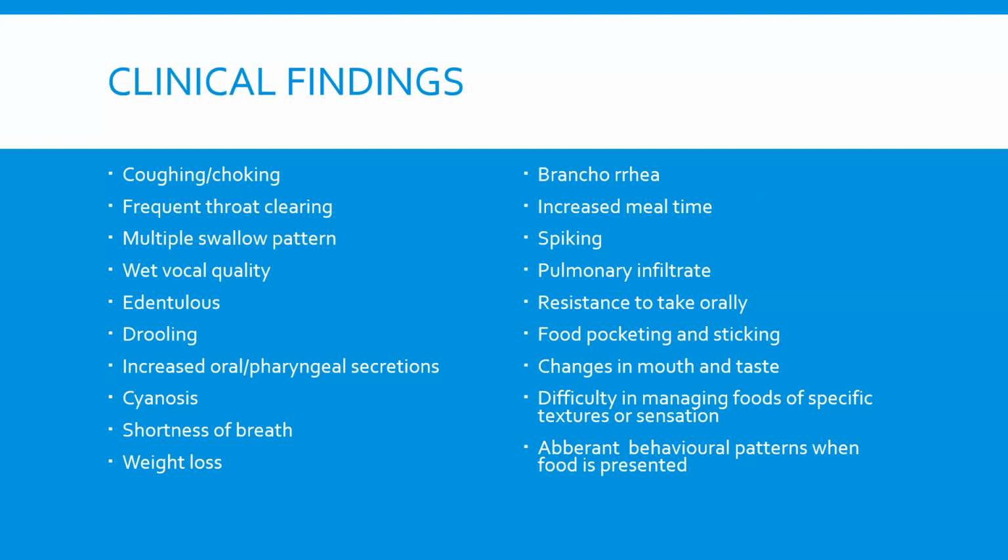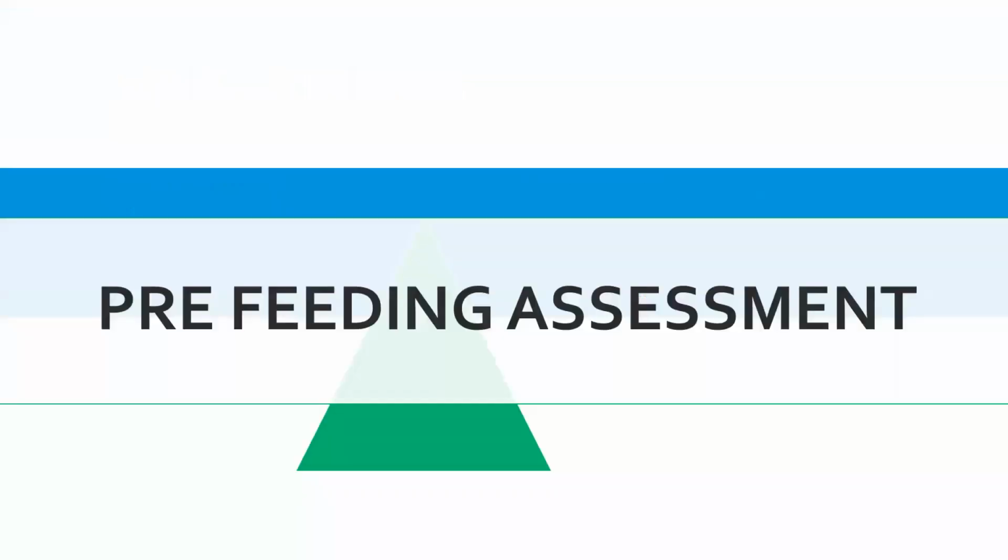Sometimes when they feel difficulty with one particular texture of food, they might switch to another one. It's like when you see adult, old age people, they don't like taking hard solids. They prefer to take soft solids or liquids or blended food. And the aberrant behavior pattern when the food is presented, they show some kind of phobia towards the food and aversion also sometimes. So what could be the pre-feeding assessment?